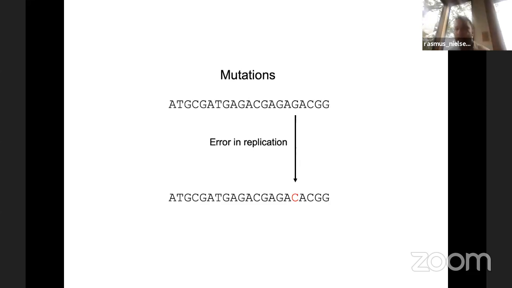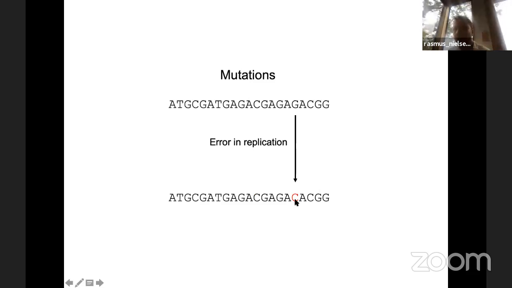Then when the cell divides and you produce what's called gametes, those are the sex cells, like the egg cell in women and the sperm cell in men. And error can happen in this process. For example, here, the copying of the DNA from one cell as it divides to the next cell is not perfect. So occasionally you have errors.